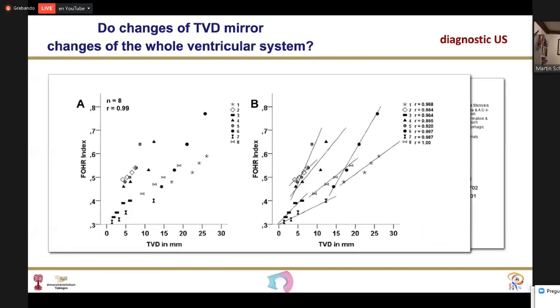And now we do the same thing we did in ONSD. We look in the individual, and here we have 8 individuals with measurements between fronto-occipital horn ratio and TVD at several time points.